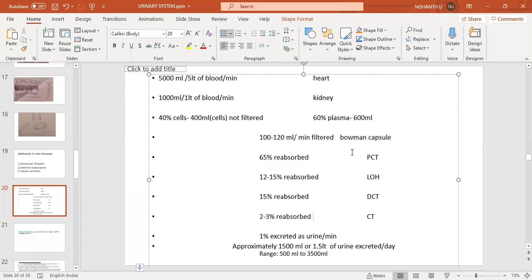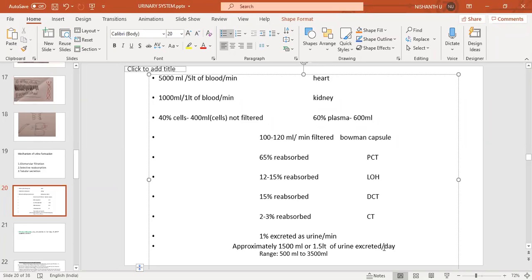Till now, we have discussed only per minute. Then per day, the amount of urine which we will excrete is 1500 ml, or 1.5 liters of urine excreted per day. Then here the trick comes. We cannot express it like that. We have to give some range.